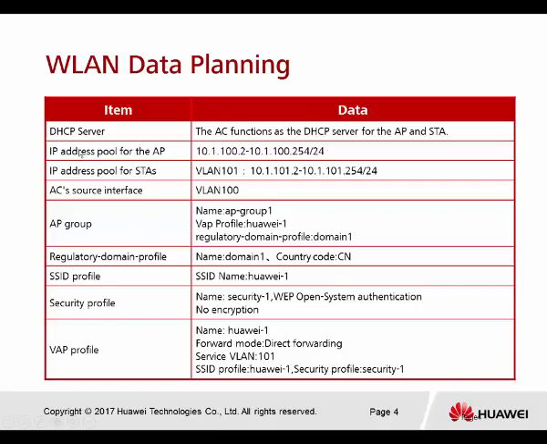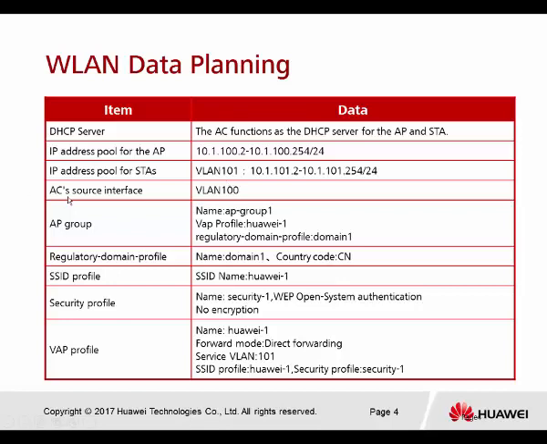Now the IP addresses assigned to all the APs will be within the range 10.1.100.2 and end with 254. The .1 address is already going to be used by the controller, so that's why the range starts from 2. And for the STA, the IP address range is 10.1.101.2 and end with .254. So this one is using VLAN 101.